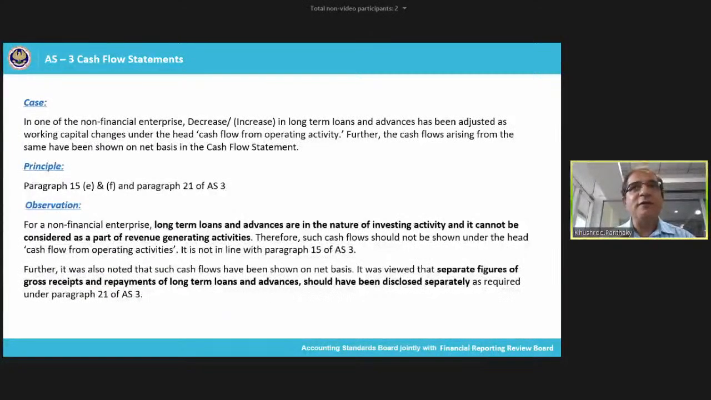So remember one thing, for a non-financial enterprise, increase or decrease in the long-term loans needs to be separately disclosed under investing activity and should not be netted off, and should not be shown as an operating activity per se. This is a very, very important consideration, and many financial statements have actually disclosed it either on a net basis or shown it as a part of operating activities, which is not correct.